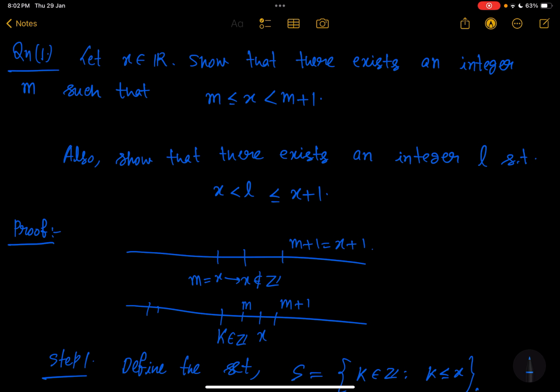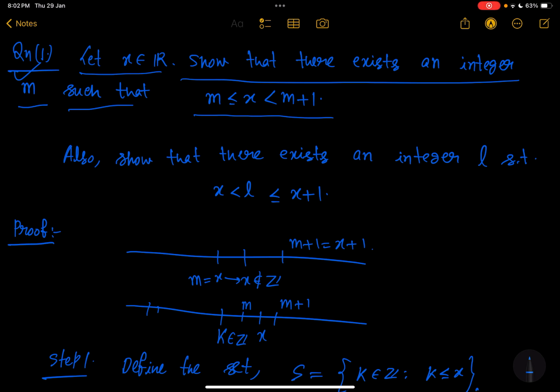Hello everyone. In this lecture I will discuss two questions and also discuss their solutions from real analysis. Here is the first question. Suppose you have a real number x, then show that there is an integer m such that m is less than or equal to x less than m plus 1.